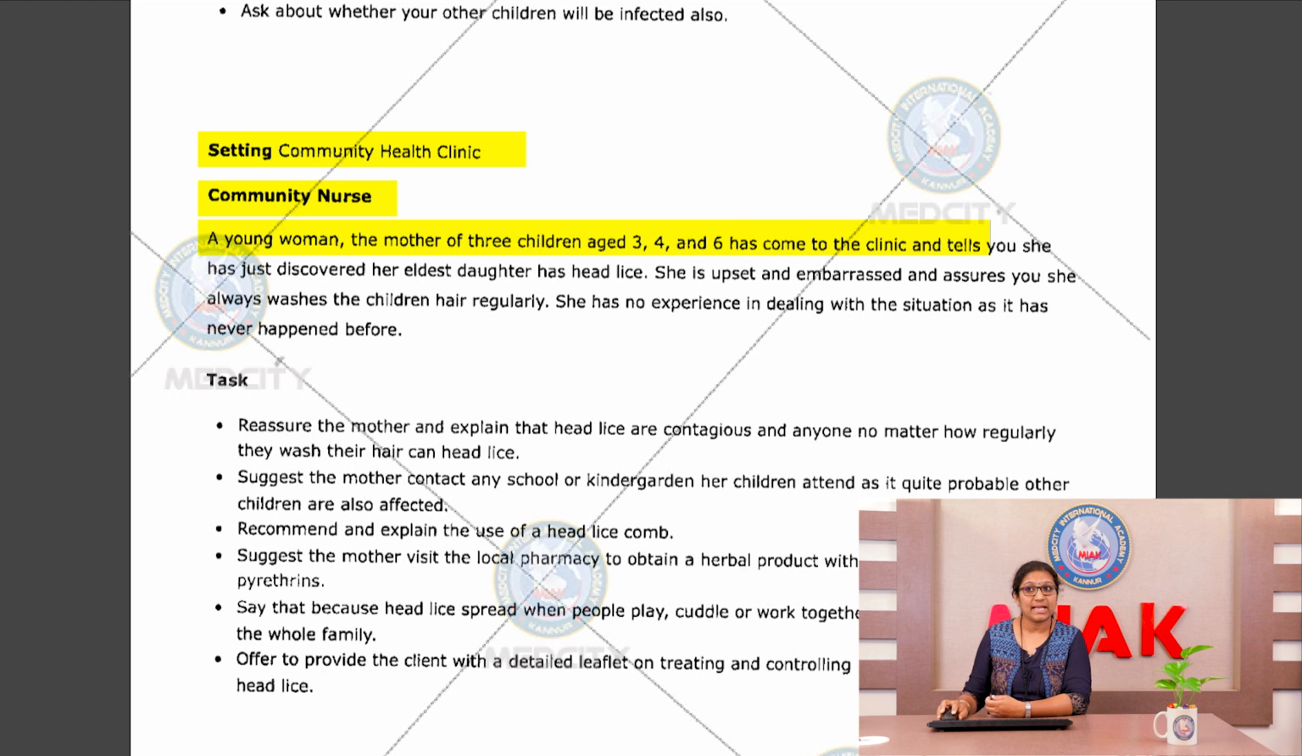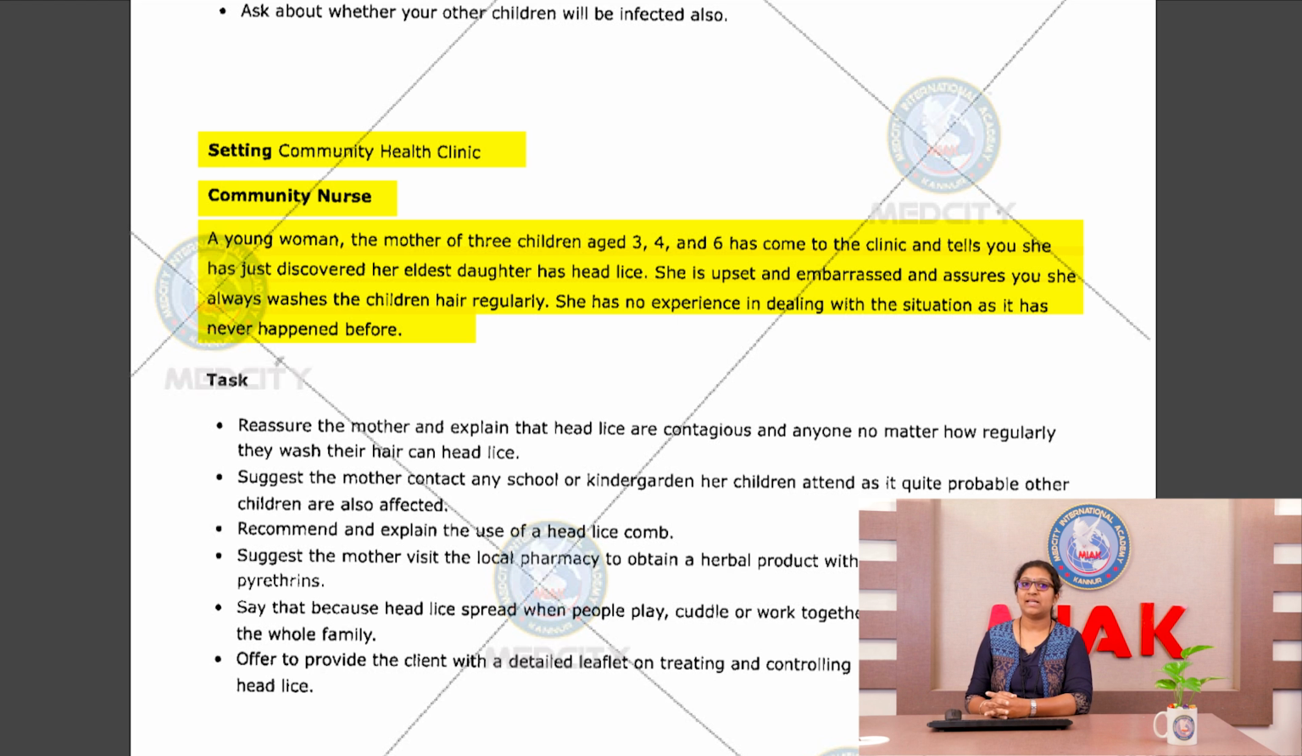She has come to the clinic and tells you she has just discovered her eldest daughter has head lice. She is upset and embarrassed and assures you she always washes the children's hair regularly. She has no experience in dealing with the situation as it has never happened before. So, you know you are going to deal with a highly insecure young mother who has 3 children. So, her hands are full looking after these 3 who are quite young, okay, and she is upset and embarrassed.